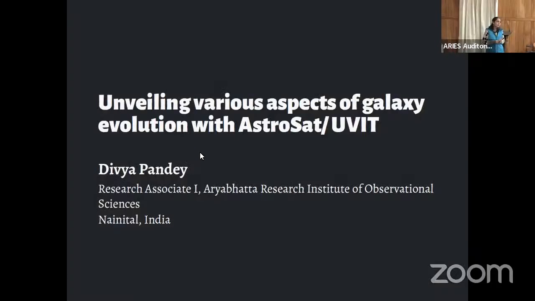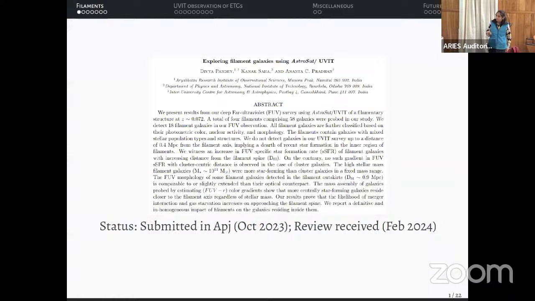This was mainly done with AstroSat UVIT data, far UV to be precise. This will be roughly divided into three parts: two projects I completed this year, and the last part would be the future work, which I'll do in my next year at ARIES. I'll start with this work.